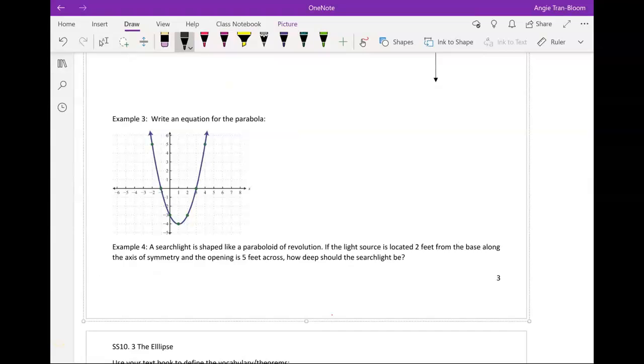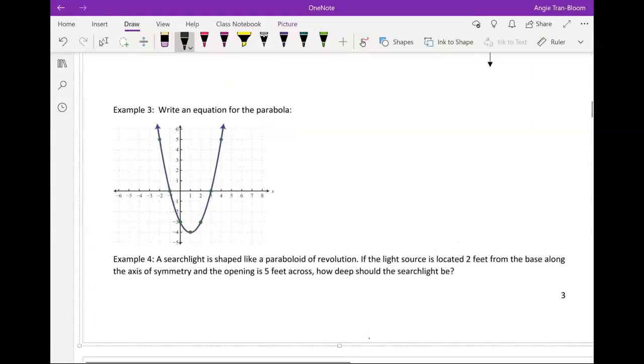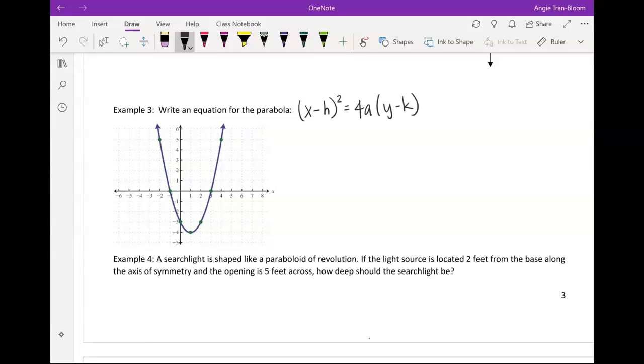Example 3 of 10.2: write an equation for the parabola. First, if you look at this parabola, we know it opens up, so right away I would write the equation out, so by the time you are asked to take an exam, it's already in your memory, okay? And let's identify the vertex. This vertex is 1, comma, -4, so I can fill that in right away. Your h is 1, your k is -4.